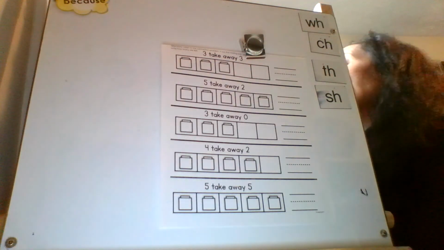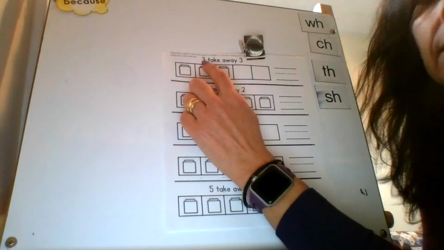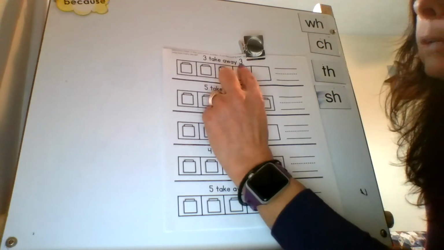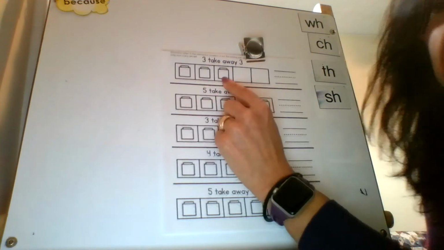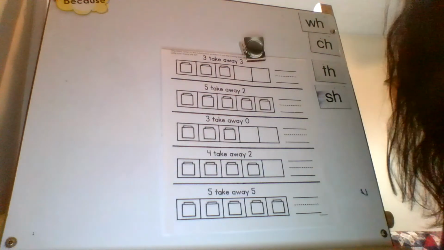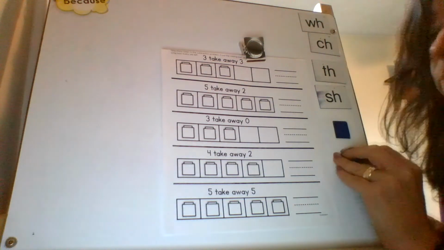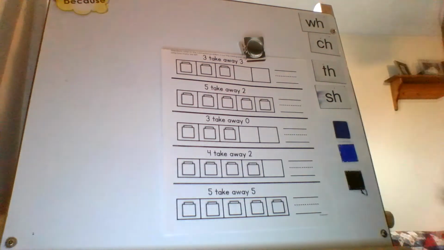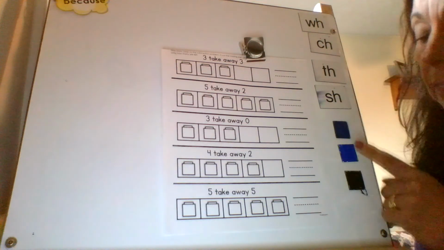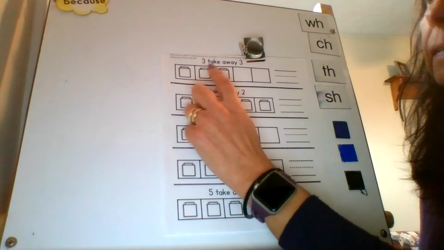So the first one, if you look here, this says 3, take away 3. So they have 3 blocks. 1, 2, 3 blocks. So I'm going to put 3 counters up. 1, 2, 3. So you can get your 3 counters out if you want. Just lay them on your table. Make sure you have 3.